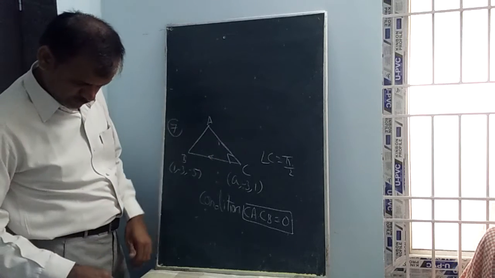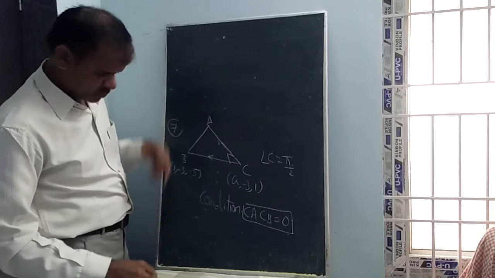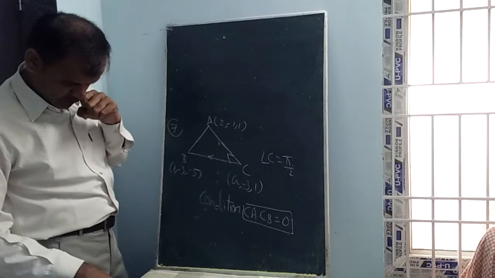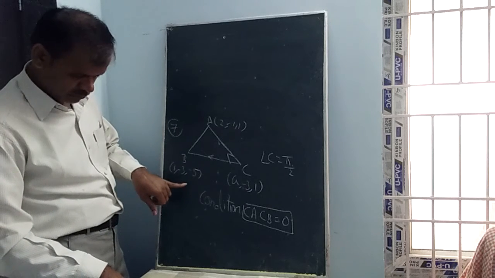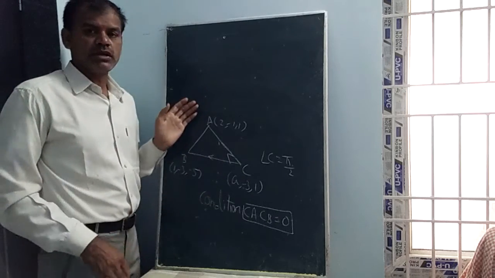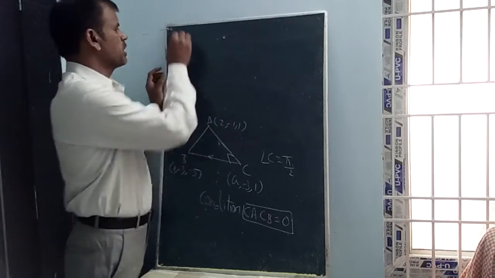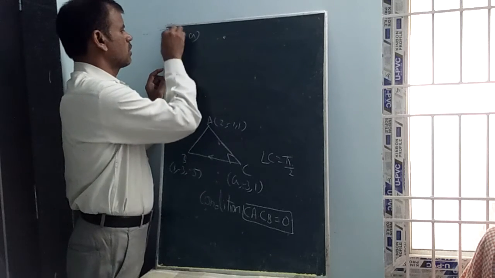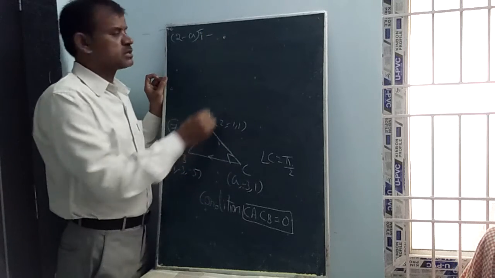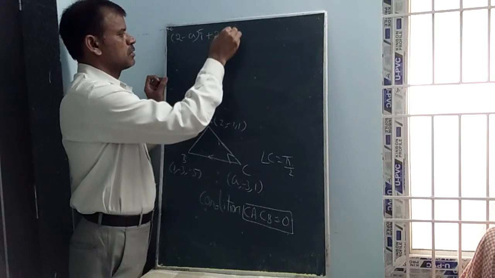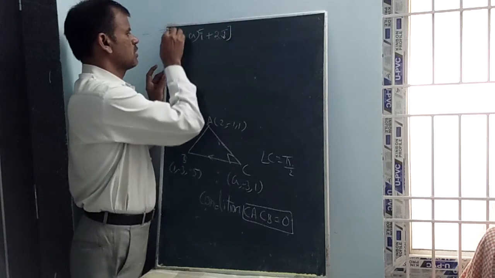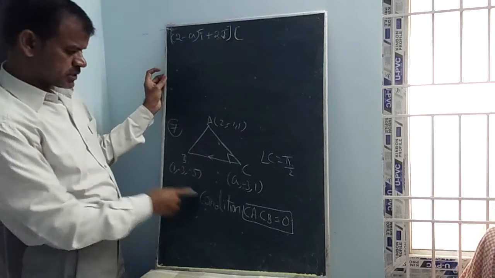A value is 2, minus 1, 1. B value is 1, minus 3, minus 5. C value is A, minus 3, 1. Okay, CA dot CB. CA means OA minus OC. So 2 minus A into I bar like this. Minus 1 plus 3 means plus 2. Plus 1 minus 1, of course, it is 0, don't write here.